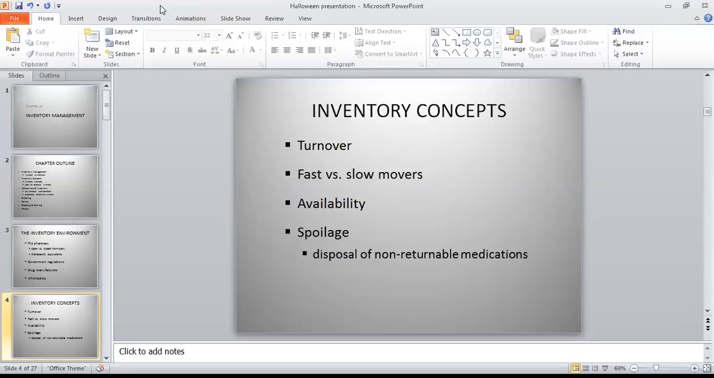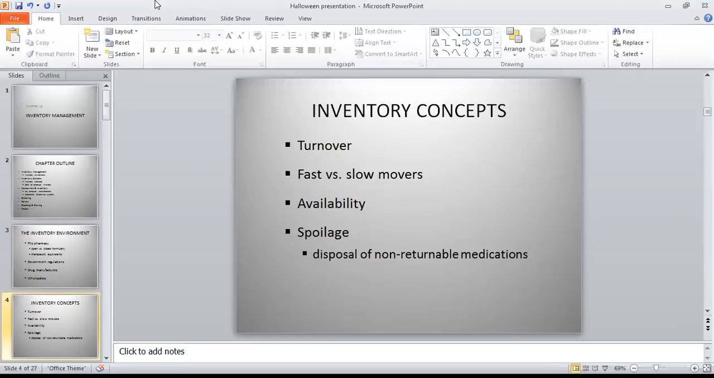Availability is an issue. Sometimes drugs are not available because there are manufacturing issues. We hear about shortages all the time in terms of manufacturing. And this happens because the manufacturing facilities run into problems. Other times, drugs need to be restricted in availability.